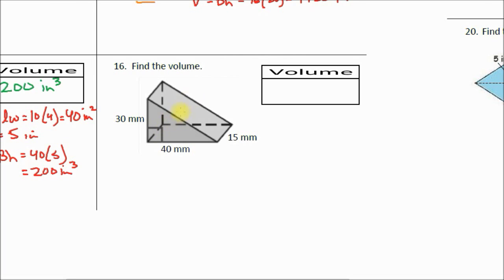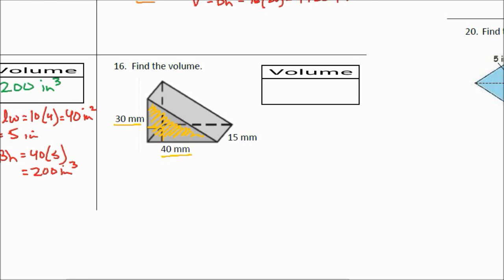It's got two congruent parallel triangles, and then all of the vertices are connected together, so we have three other faces. I'm going to pick the front of this. You've got to pick a triangle as the base of a triangular prism. 30 is one of our dimensions for the triangle. 40 is another one. This is a right triangle, by the way.